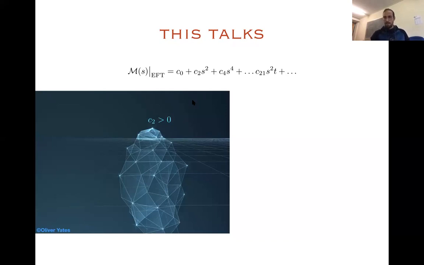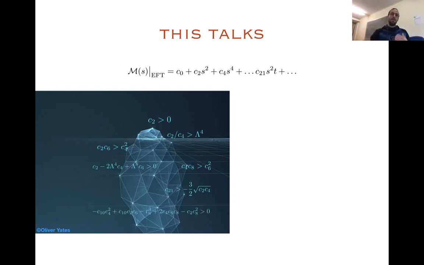I want to discuss how to chart this iceberg just beneath the surface. If you go closer to the surface, you will discover other linear relations between operators with different dimensions, so we'll connect to the cutoff of the effective theory itself. If you go beneath the surface and start going down, you discover nonlinear relations, and relations also involving the t Mandelstam variable, so a finite t correction, and so on and so forth. There are infinitely many of them.